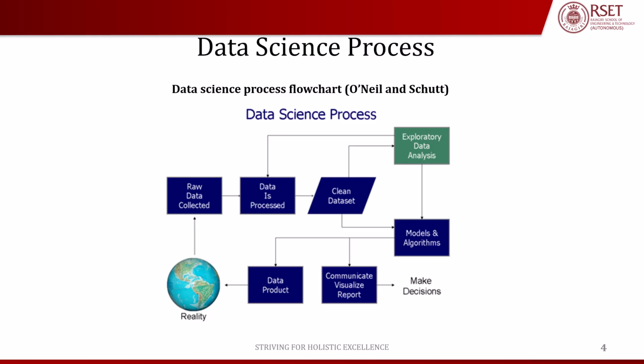So let us see how a typical data science process works. This is a flowchart that is provided by O'Neill and Schutt. You can refer to their textbook if you want to know more about this. But we will go more than just a bird's eye view. I'll explain each and every part of this flow, like how it starts and how it generally ends.